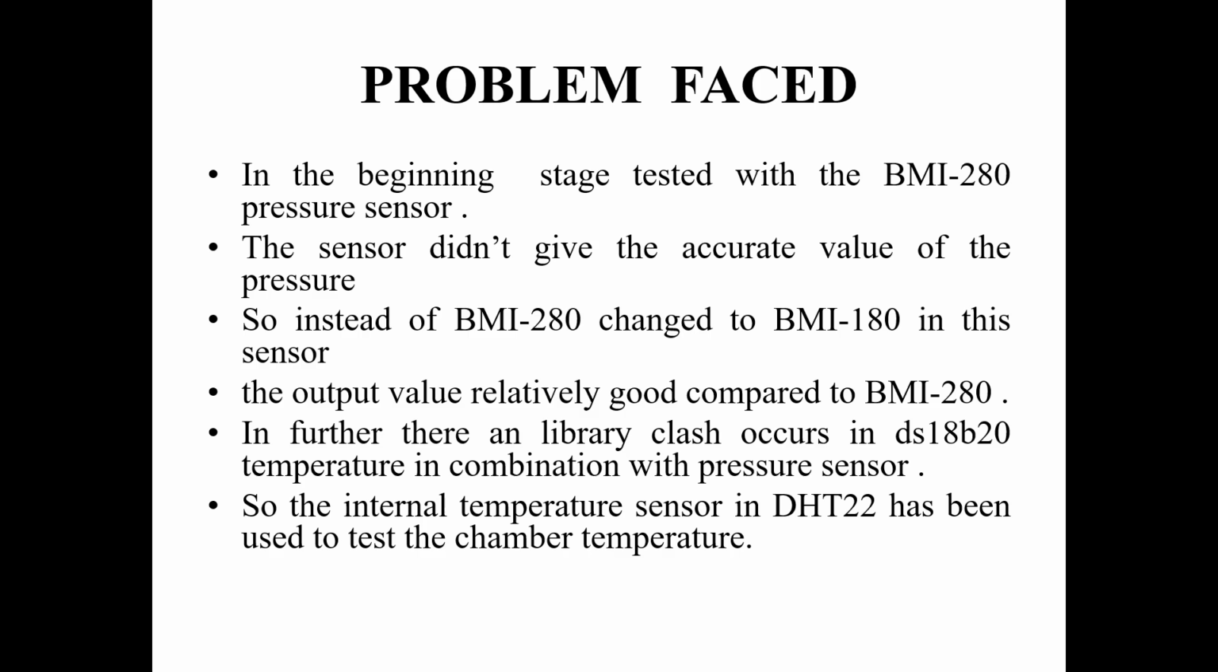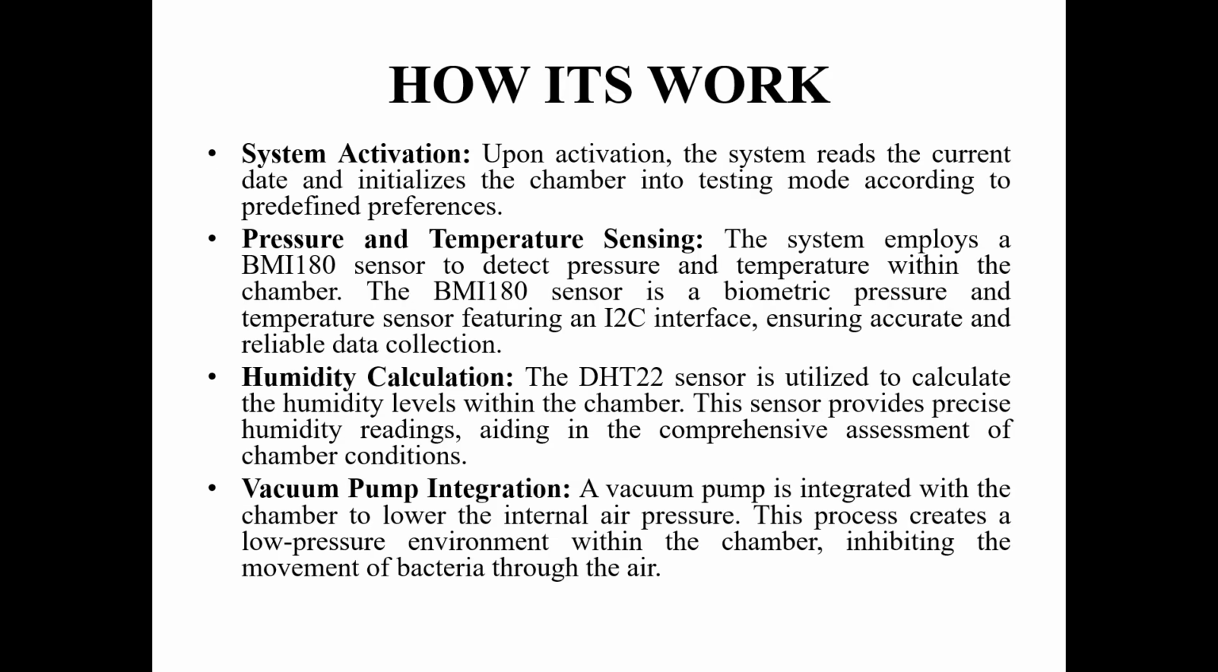So what are the problems faced here? In the beginning stage, tested with the BMP280 pressure sensor, the sensor didn't give the accurate value of the pressure. So instead of BMP280, I changed it to BMP180 in this project. The output value is relatively good compared to BMP280. Further, a library clash occurs in DS18B20 temperature in combination with pressure sensor. So the internal temperature sensor in DHT22 has been used to test this chamber temperature.